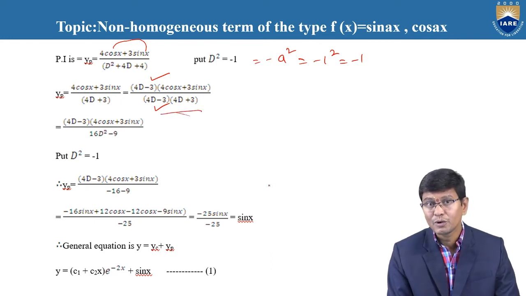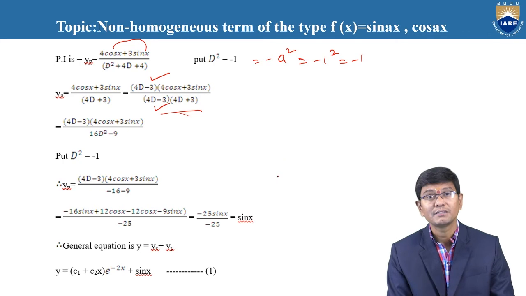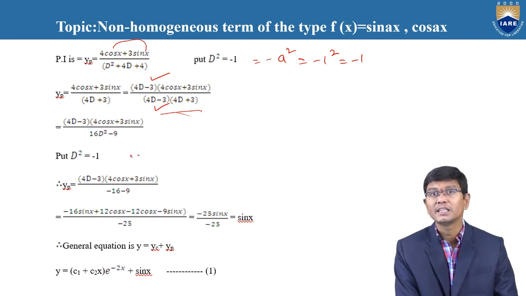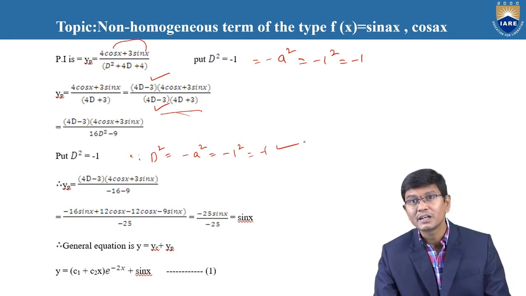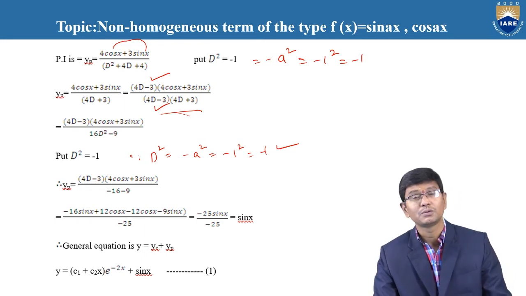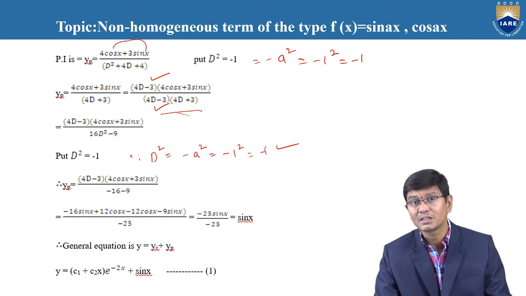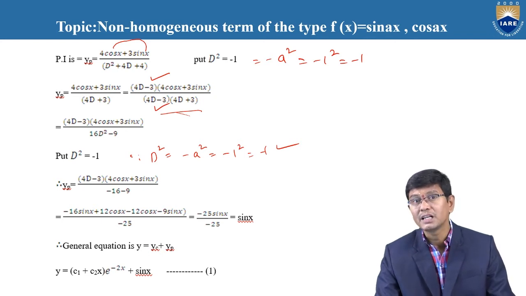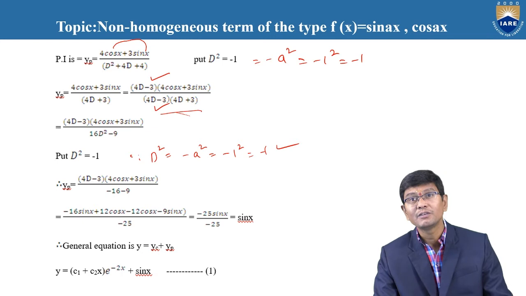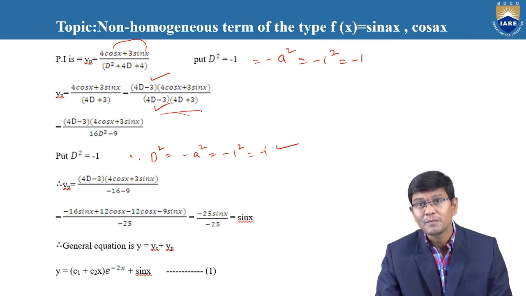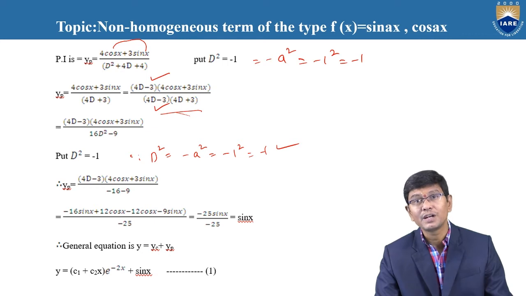Therefore, 4D whole square minus 3 square is 16 D square minus 9. Once again we replace D square with minus a square, which is minus 1. Therefore, the denominator changes to minus 16 minus 9. The numerator has no change: 4D minus 3 into (4 cos x plus 3 sin x). Now we multiply the numerator individually: 4D of 4 cos x is 4 into the derivative of 4 cos x, which is minus 4 sin x.